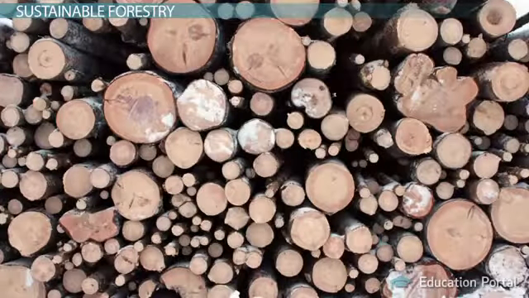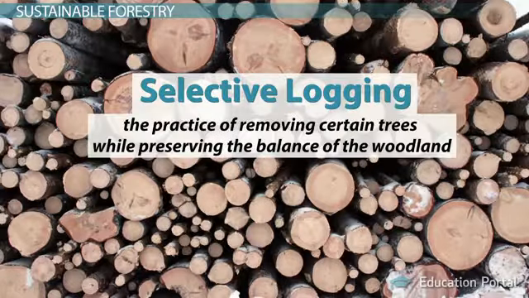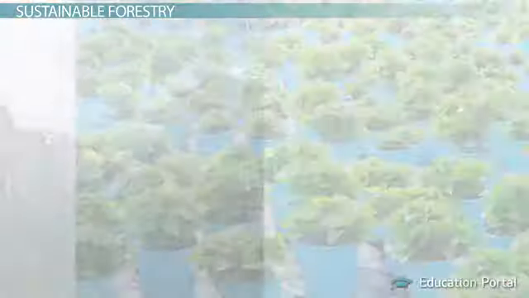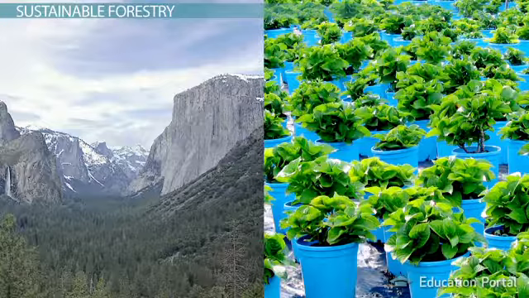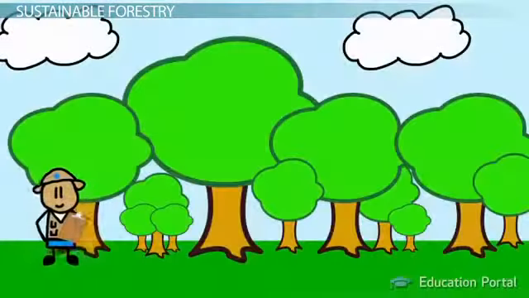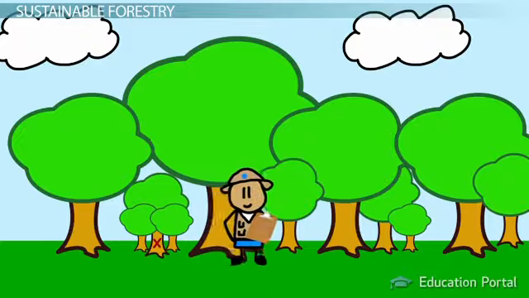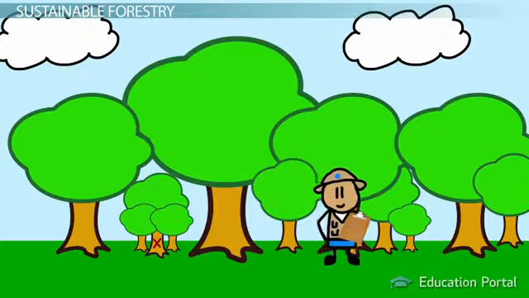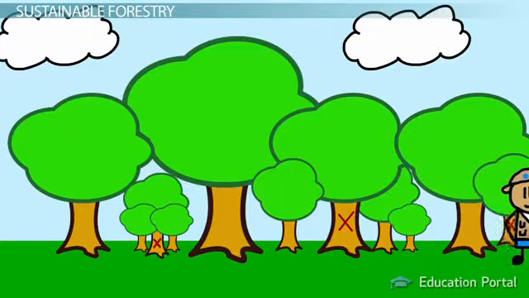One application of sustainable forestry is selective logging. Selective logging is the practice of removing certain trees while preserving the balance of the woodland. Other examples of sustainable forestry include allowing young trees time to mature before they are harvested, planting of trees to expand forest lands, and the creation of protected forests. While sustainable forestry practices are more time-consuming and may be more expensive than clearing all the trees from a forest, the forest's natural assets are sustained for future generations.